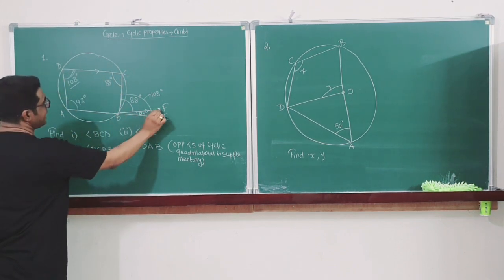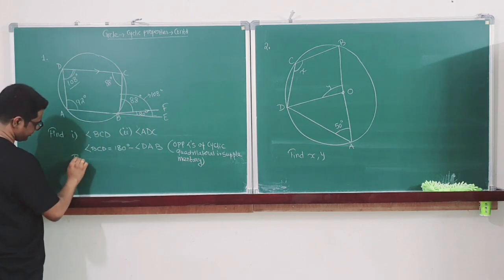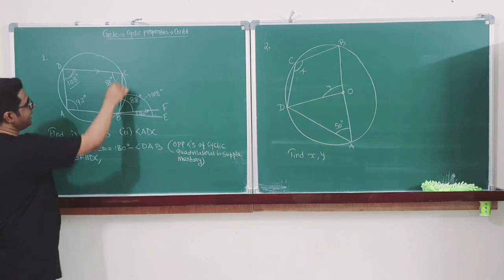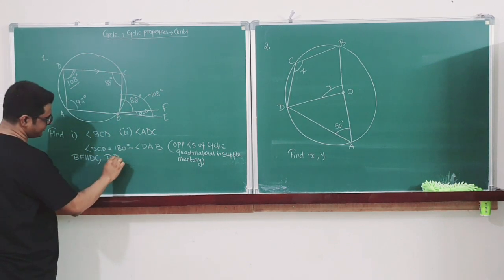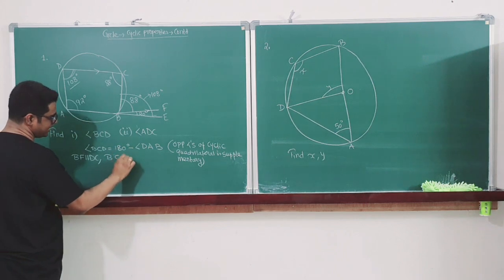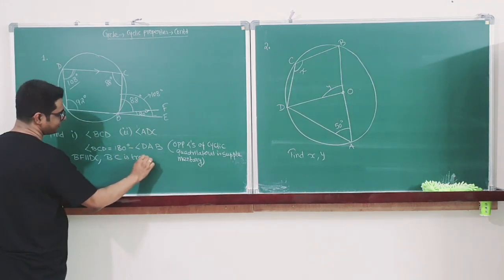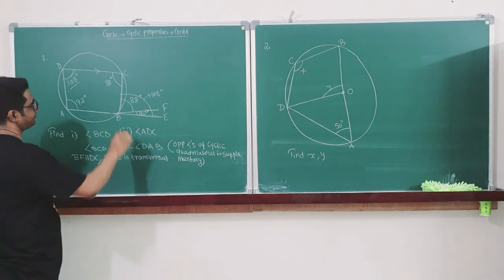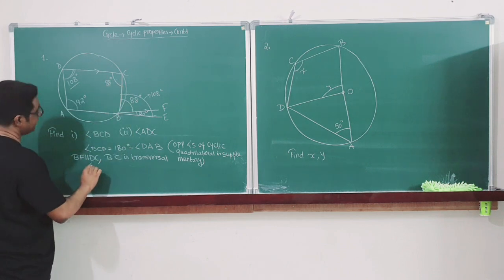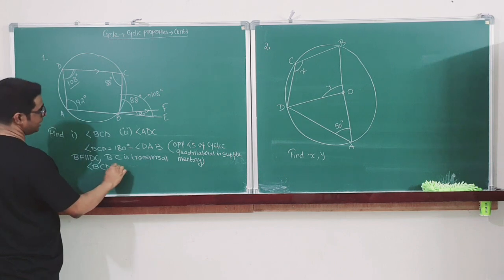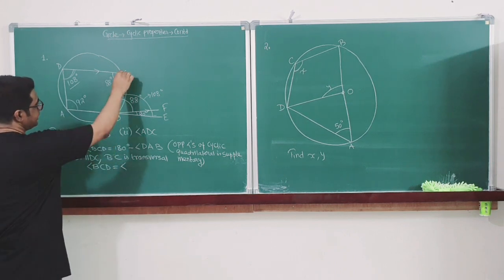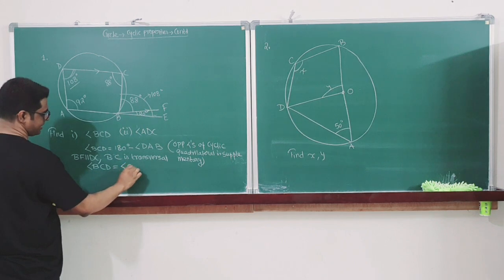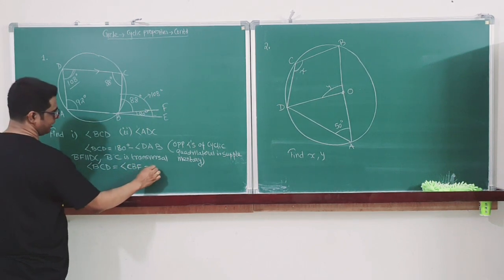So BF is parallel to DC. BF parallel DC, this is how we will write. BC is the transversal. So angle BCD is equal to angle CBF, that is equal to 88 degree.